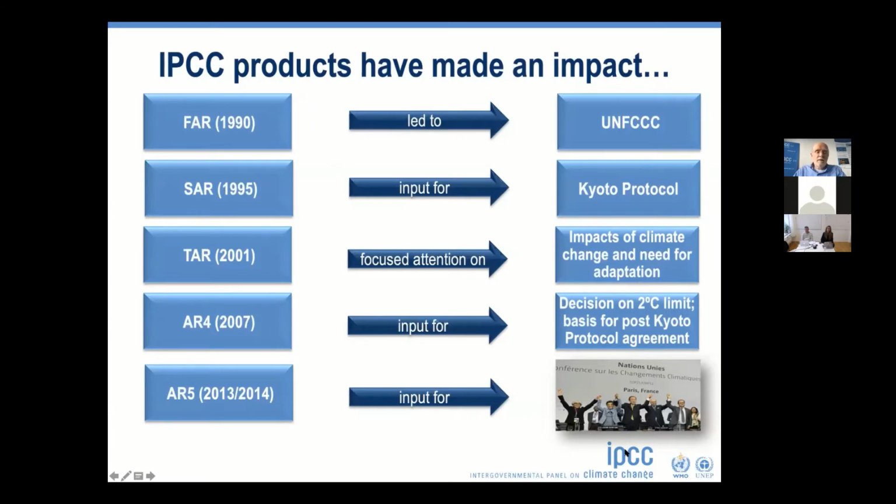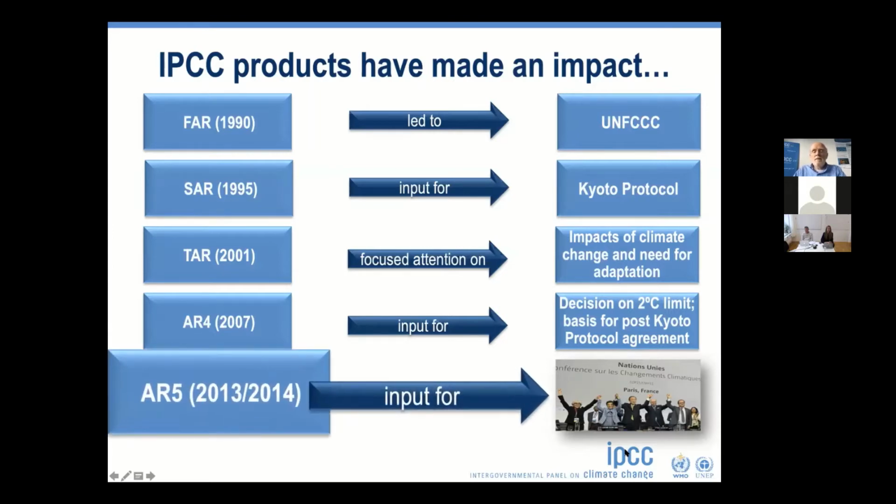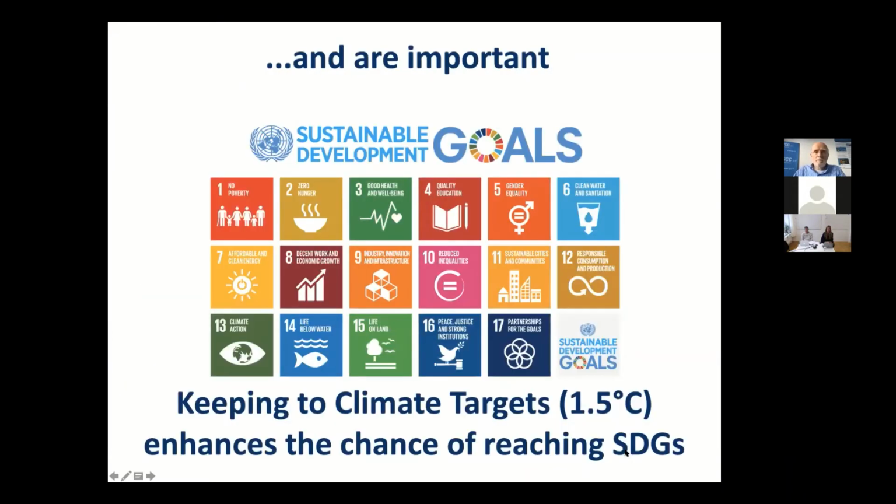And last not least, the fifth assessment report in 2014 was setting the stage for the Paris Agreement, where countries agreed on limiting global warming to significantly below 2 degrees, if not 1.5 degrees. And that is where we got the mandate to produce the 1.5 special report. So this is certainly a milestone in IPCC history.